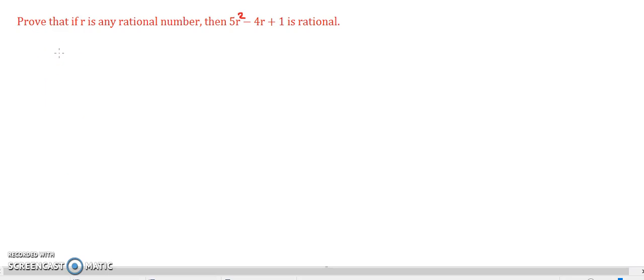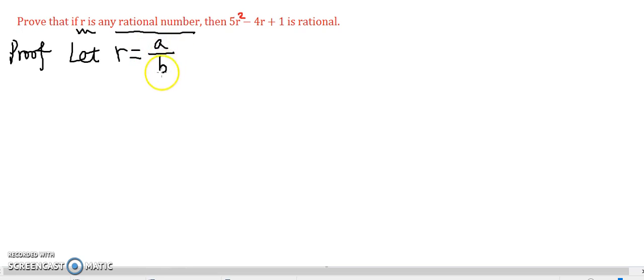Prove that if r is any rational number, then 5r squared minus 4r plus 1 is rational. As we talked about before, a rational number can be described as a over b, because a rational number is a fraction. So the first thing, we're going to rewrite r in the fractional form. So let r be equal to a over b.